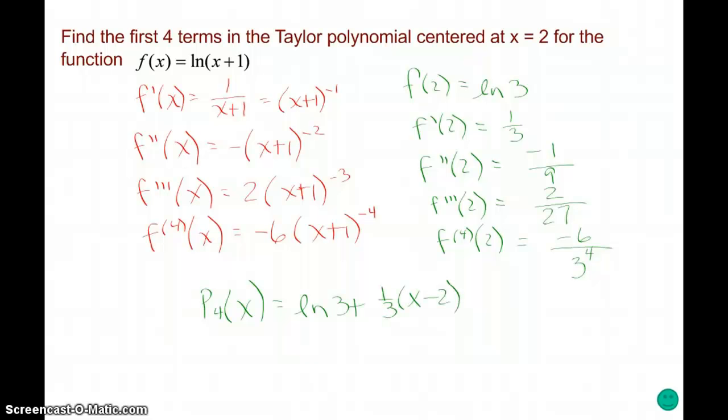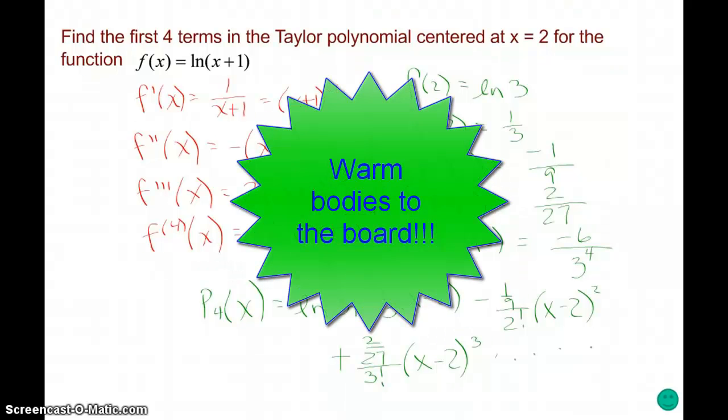All right, so really quickly, p sub 4 of x is natural log of 3, plus 1/3 times (x minus 2), minus 1/9 over 2 factorial, times (x minus 2) squared. If I get cut off, you get the idea. Plus 2/27 over 3 factorial, (x minus 2) cubed, and so on. All right, come next time, we'll do some homework problems.